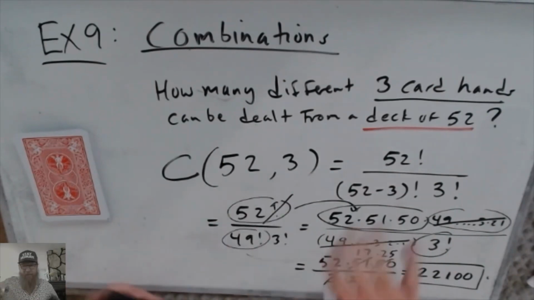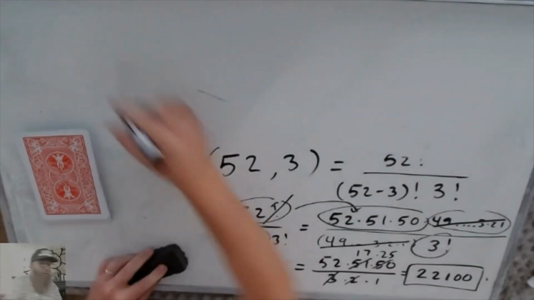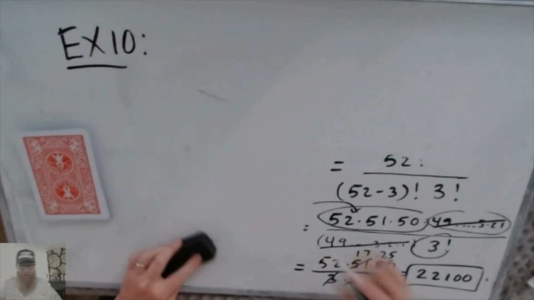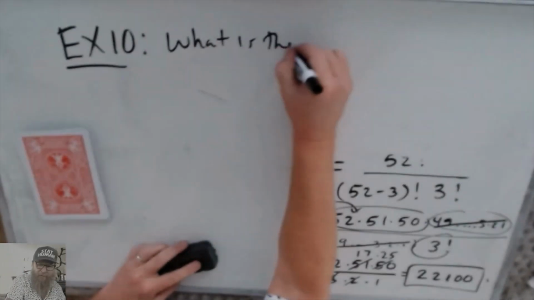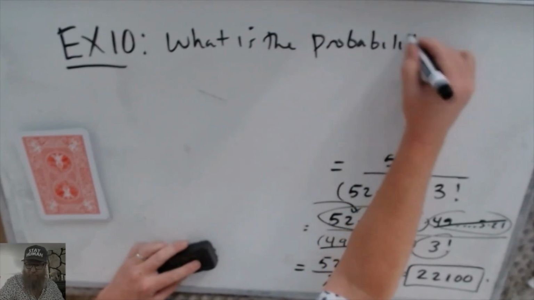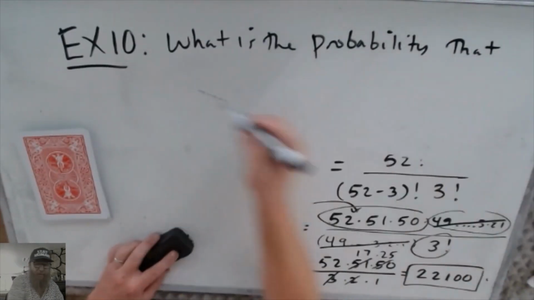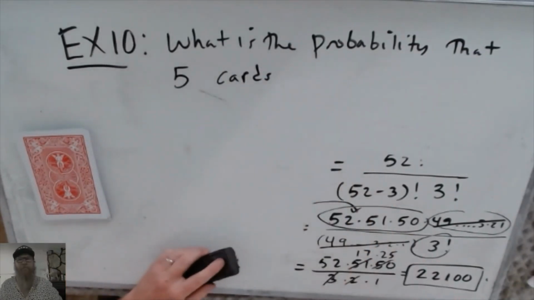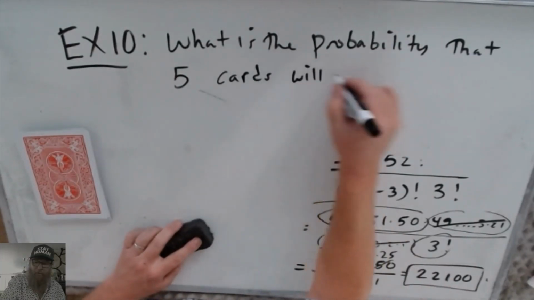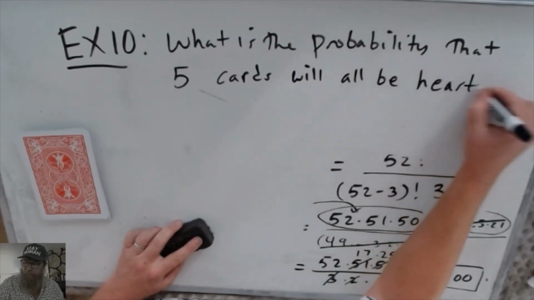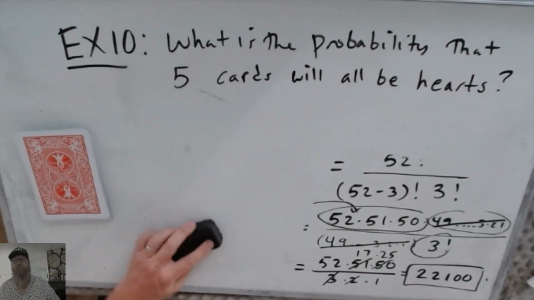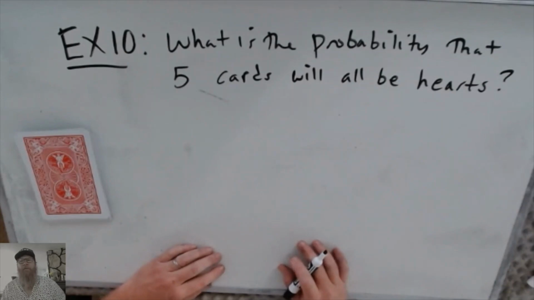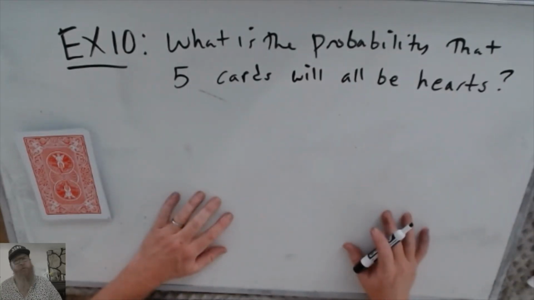So now that we've seen that, we can start playing around with the actual probability formula. What is the probability that 5 cards will all be hearts? What is the probability that 5 cards will all be hearts?